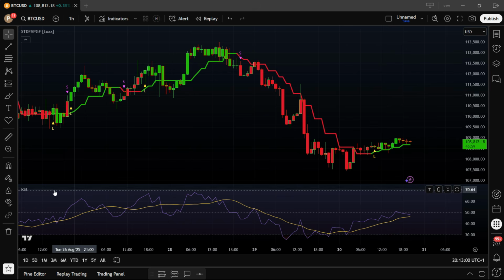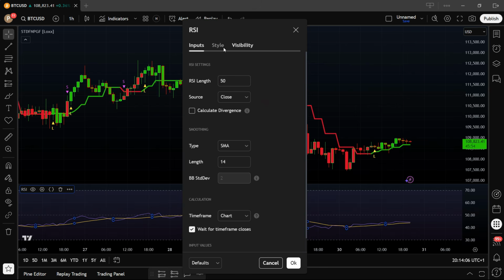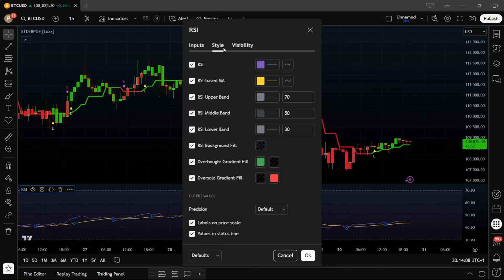Okay, let's configure the settings, because the default settings won't work for this strategy. First, let's open the RSI settings. In the Inputs tab, change the RSI length from the default 14 to 30. This will smooth it out for our time frame. Then, in the Style tab, uncheck or hide the RSI-based MA. We don't need it. The 50 level is our baseline for bullish or bearish strength.